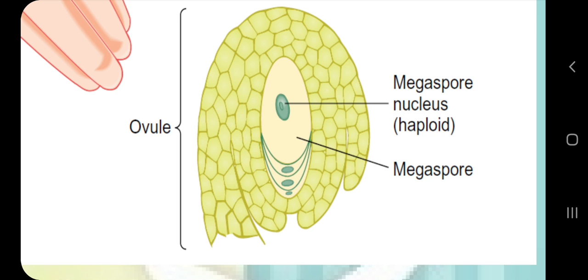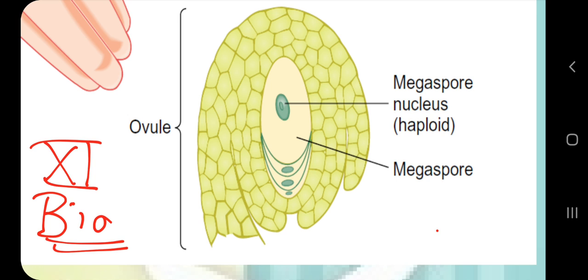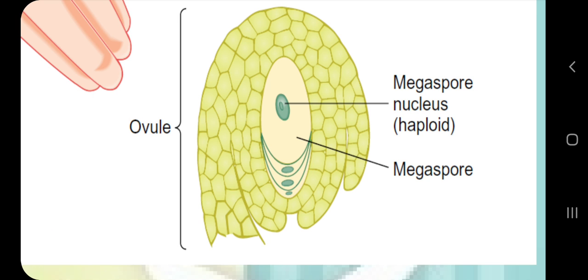What is meiosis, what is mitosis? If you want to know, you have to go backward, in class 11th bio, and you must revise chapter number 10, cell cycle and cell division. Then you will understand that after meiosis we have 4 daughter cells with half the number of chromosomes. Half number means the haploid number of chromosomes, and the haploid generation is called gametophyte in case of flowering plants.